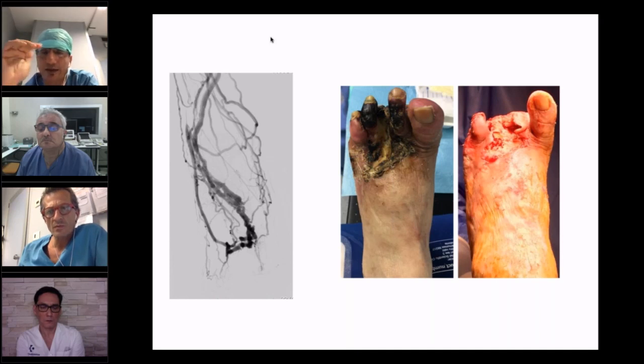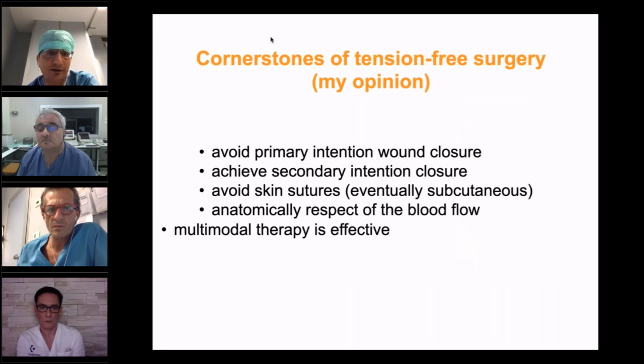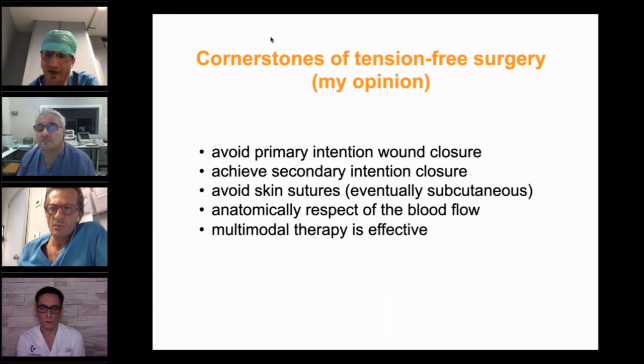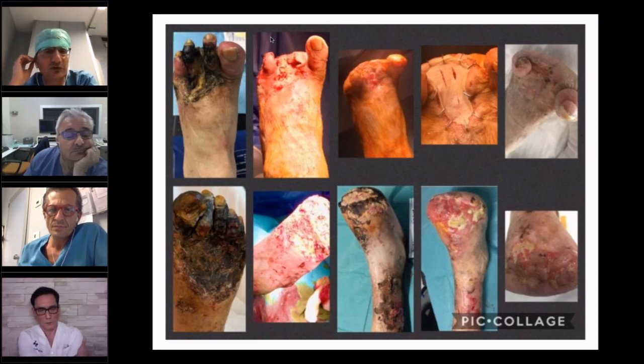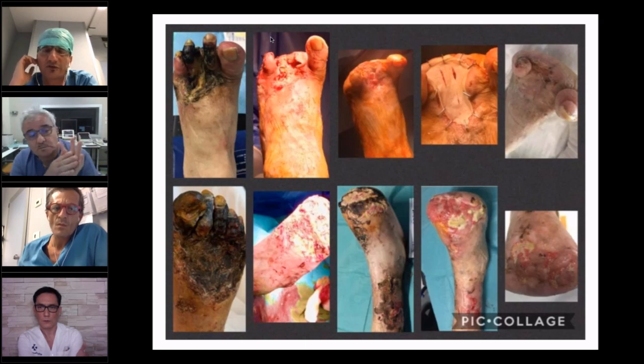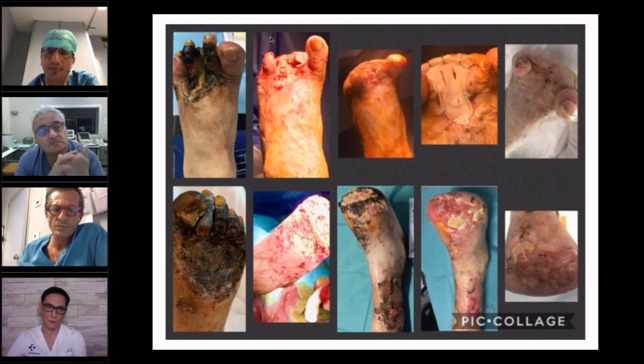Always keeping in mind the biomechanical stability of the foot, because the patient, don't forget, after the DVA and after the tension-free surgery has to walk. And again, the multimodal therapy is still effective. So one more time, we can take time to heal the patient. We have to choose the best time for the surgical debridement or the minor amputation. And we can help the healing procedures with, for instance, the autologous skin graft or the dermal substitute graft, just to cover the bone exposure until the healing time.